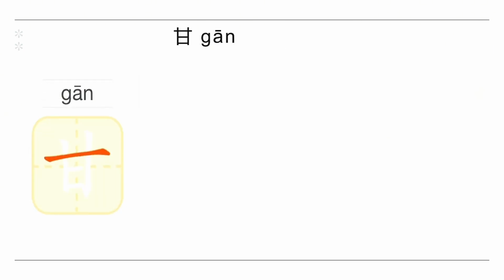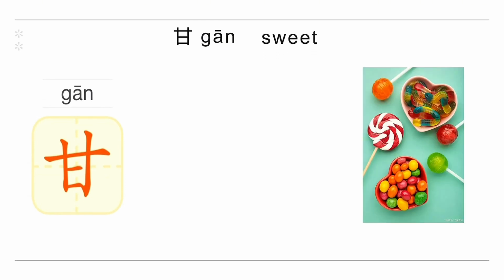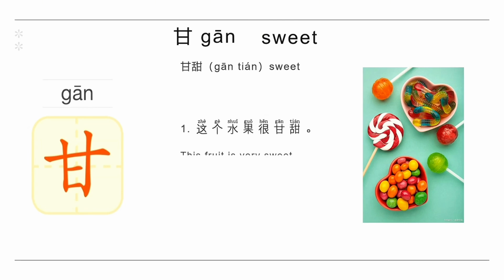This character is 甘, first tone. It means sweet, but it is usually used in words rather than by itself. For example, 甘甜 is the two-syllable way to say sweet. 这个水果很甘甜. This fruit is very sweet.